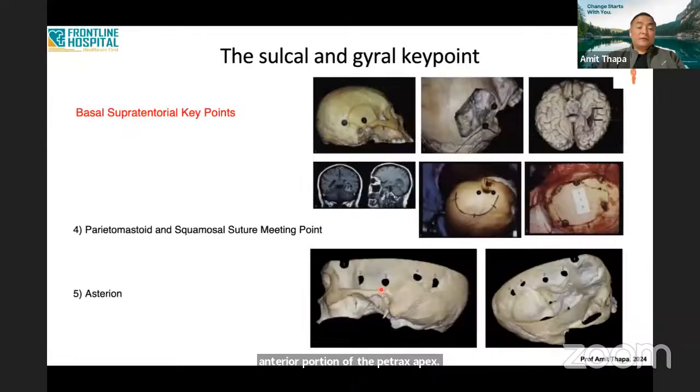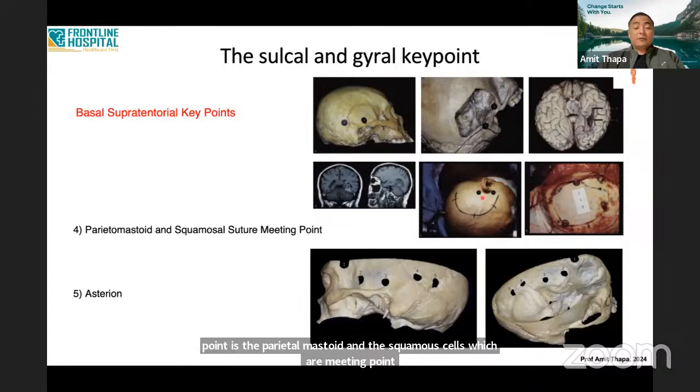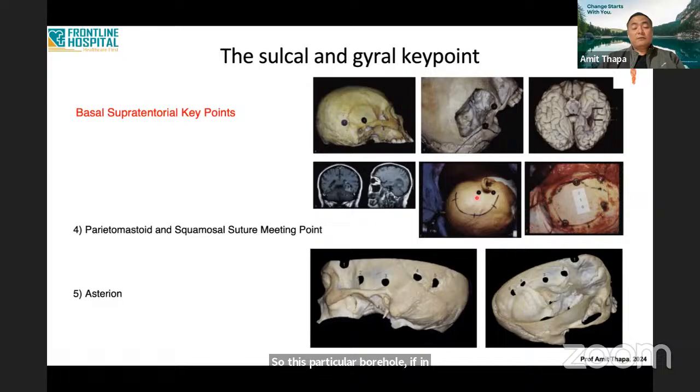And then the other key point is the parieto-mastoid and the squamosal suture meeting point. If a burr hole is made at this point, it can lead you to the lateral aspect of the posterior part of the petrous bone. And then there is the asterion, which is basically just behind the intersection of the parieto-occipital and the occipito-mastoid sutures.